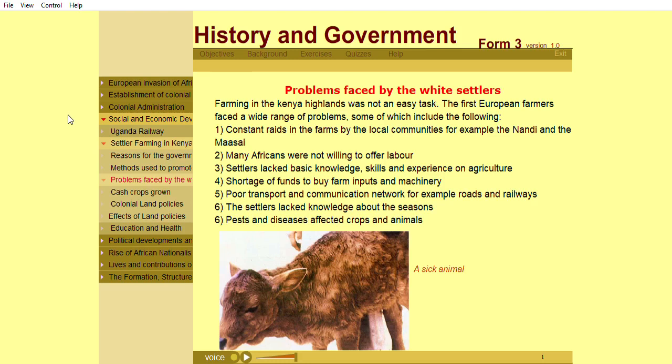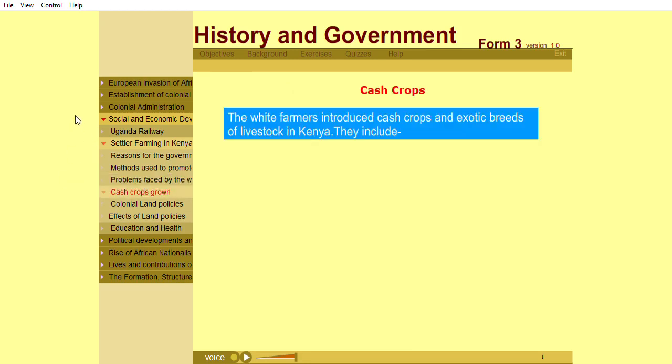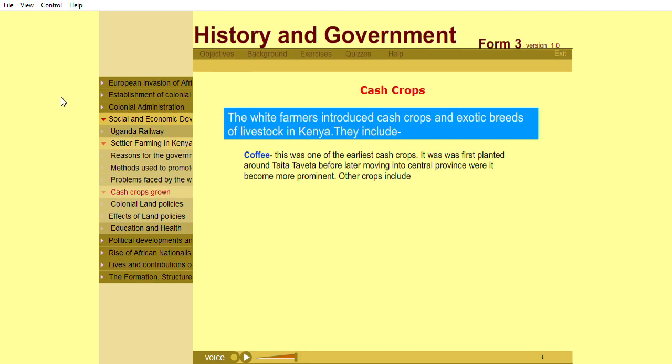The settlers lacked knowledge about the seasons. Pests and diseases affected crops and animals. The white farmers introduced cash crops and exotic breeds of livestock in Kenya. Some of them were coffee. This was one of the earliest cash crops. It was first planted around Taita Taveta before later moving into Central Province. It became more prominent here.